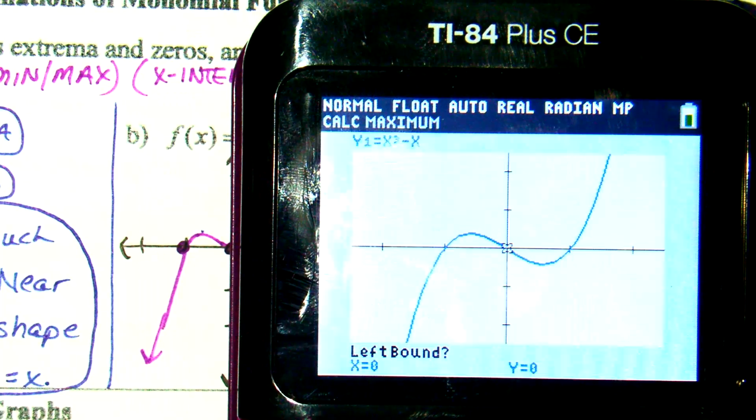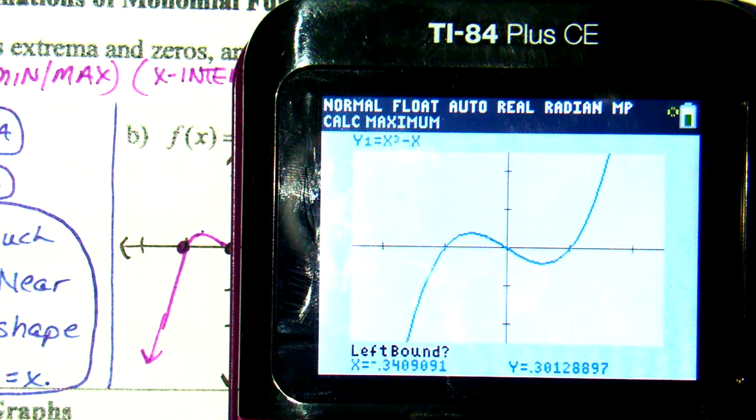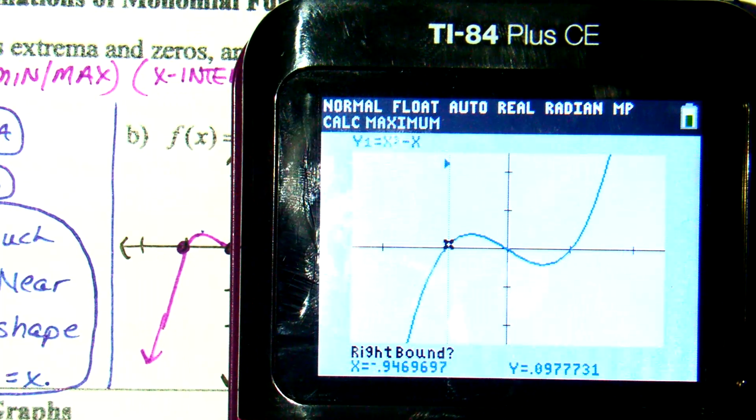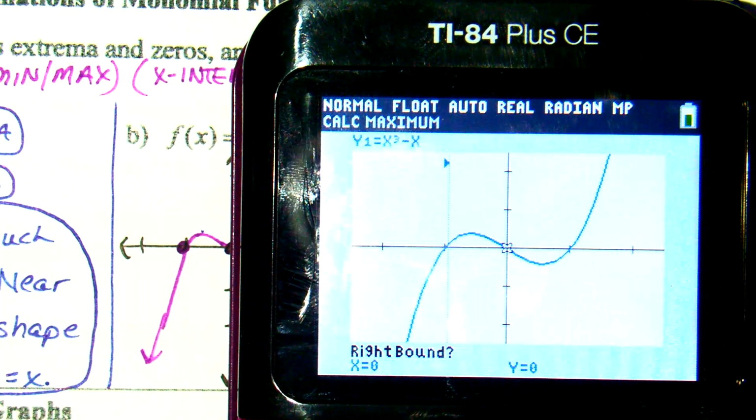First thing it asks you for is the left bound. So you're trying to find that highest point there between 0 and negative 1. So I'm going to go left of it and hit enter. Then it asks for the right bound. So I'm going to go to the right of that highest point, closer to 0, and hit enter. And then the guess is just putting your cursor approximately where that high point is and hit enter. Mine's not going. Okay, I'll look at it here in a moment.